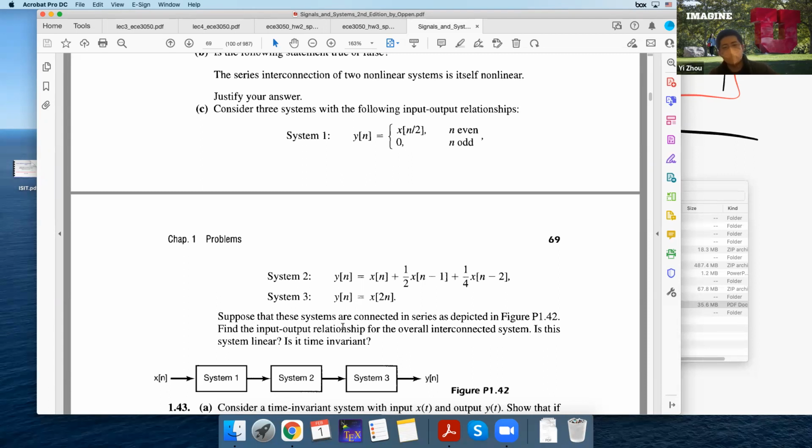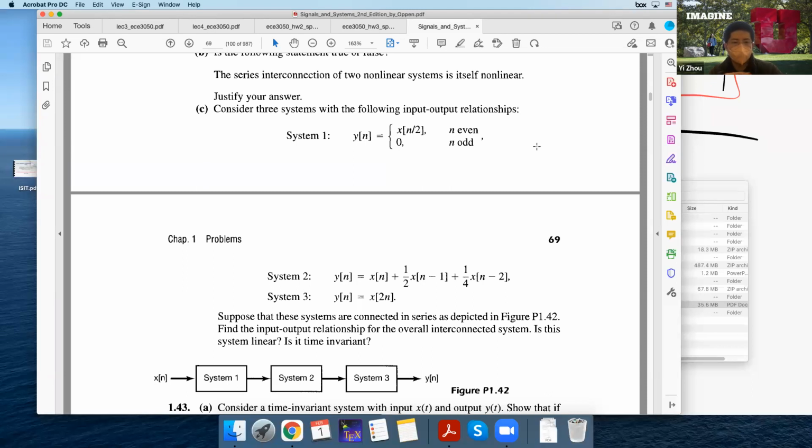Again, you're going to follow step by step: figure out the input and the output of the first system, then feed into the second system, find out the corresponding output and so on. If you can do the first part correctly, I believe the second part will be very easy. The second part is to tell if this is a linear and time invariant system, considering the overall system equation. So I think the challenging part is to properly find the system equation for the entire system. In the end, it should be a very simple formula. So I will let you try first before I say anything.